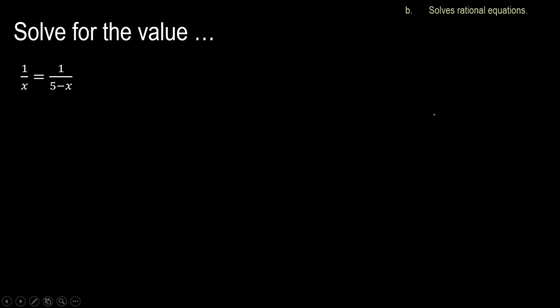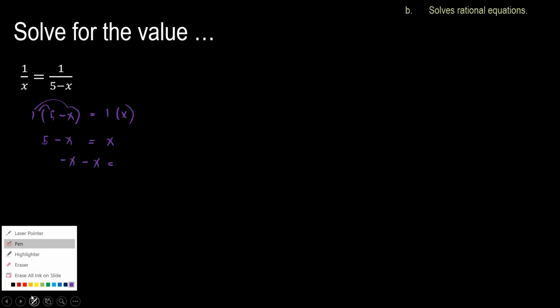Okay, let's have more example. Okay, again, we will do the cross multiplication. So, 1 times 5 minus x is equal to 1 times x. Distribute nyo si 1 sa loob ng group, we will have 5 minus x is equal to x. Then, combine like terms. So, negative x minus x is equal to, let me align class, no?